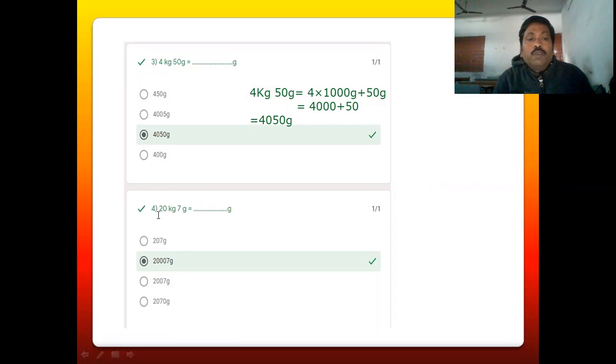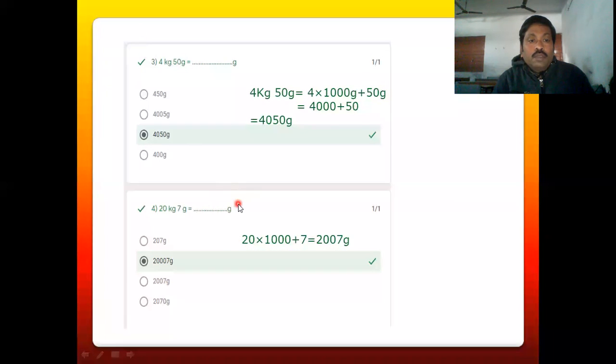In the same way we can solve question number 4. 20 kg 7 grams. When we convert this, 20 multiplied by 1000 and add 7 gram, we make 20007 gram. Very simple question, and the answer will be second.